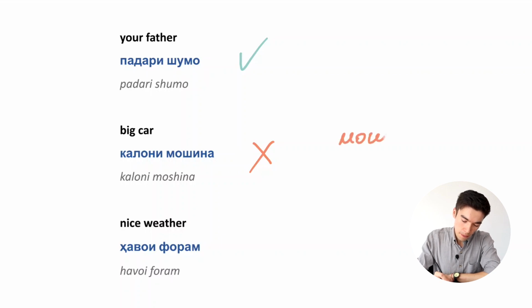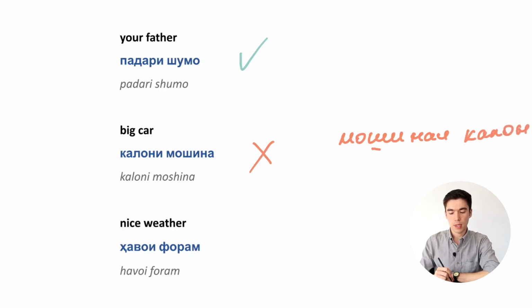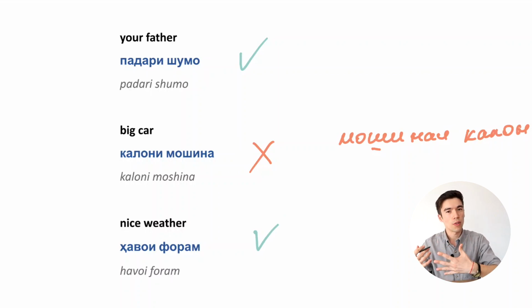Moshinai kalon. Okay, and the last one, nice weather. This one is correct. Havoi foram. Havoi chikhel? What kind of weather? Foram. Nice weather. Alright, that's it for today.